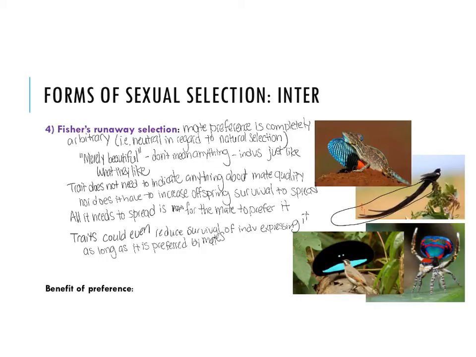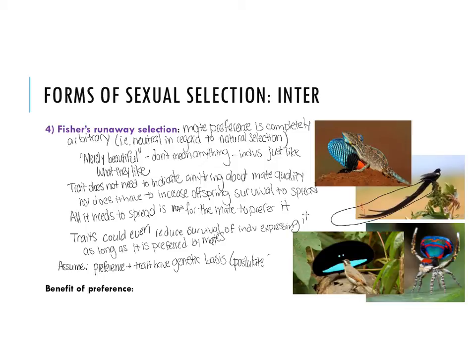The only thing we have to assume for Fisher's runaway selection is the preference and the trait have a genetic basis. Which we are honestly assuming for all of these models of mate choice, because we have to have postulate 2 hold.